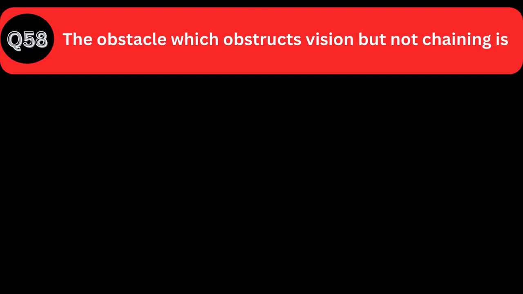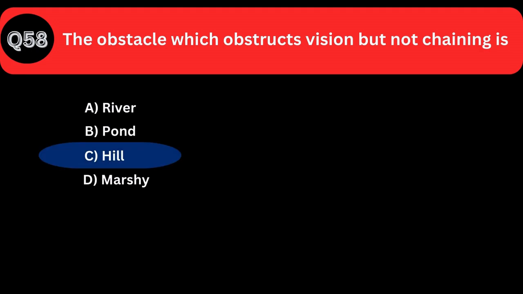The obstacle which obstructs vision but not chaining is. Options: A. River, B. Pond, C. Hill, D. Marshy. Answer: C. Hill.